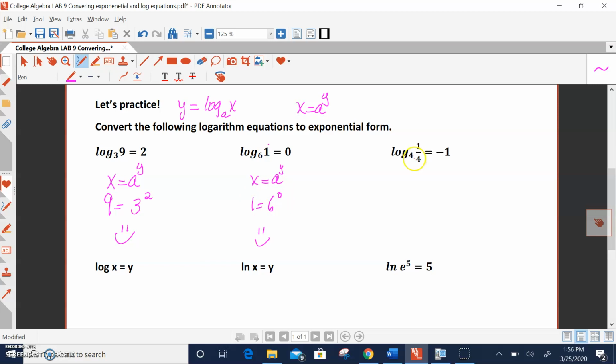Let's practice this next one. And remember, you can always pause the video, work it on your own, and then come back and see if you get it right.